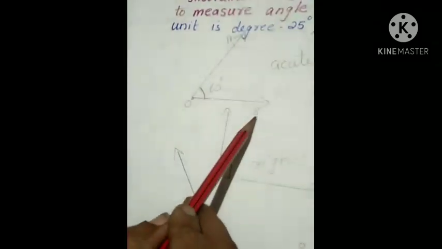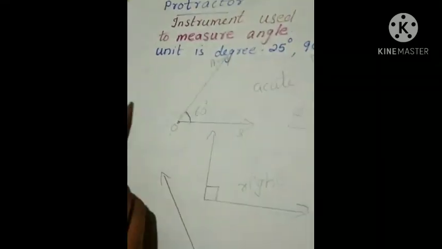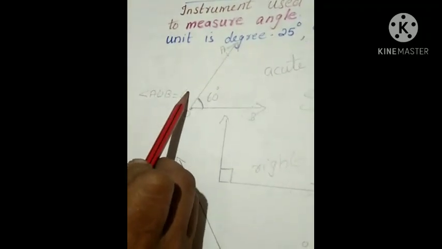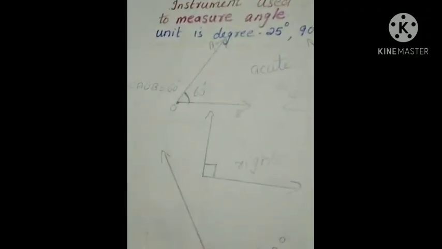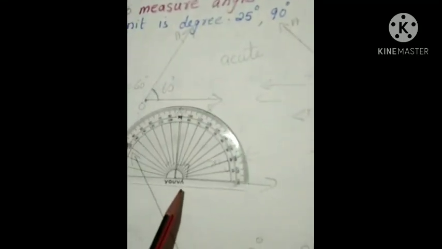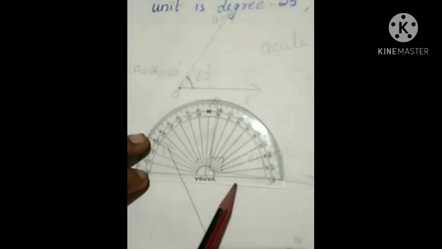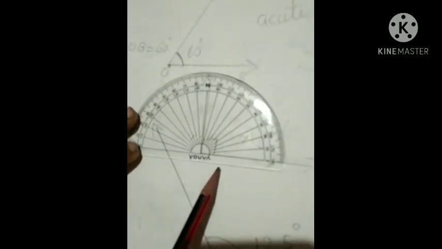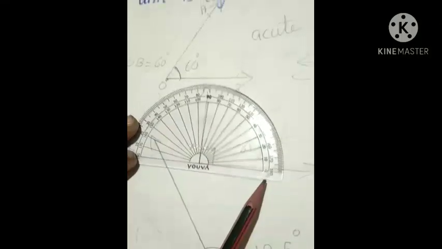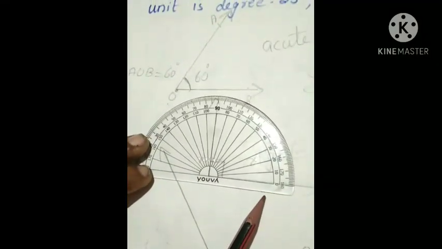This one, how much? We can name it BOA, or angle AOB is equal to 60 degrees. Now, we know which type of angle this one is. Horizontal and vertical lines combine together. First both lines combine together. The center should be in the same position. Then this line is in a straight position.